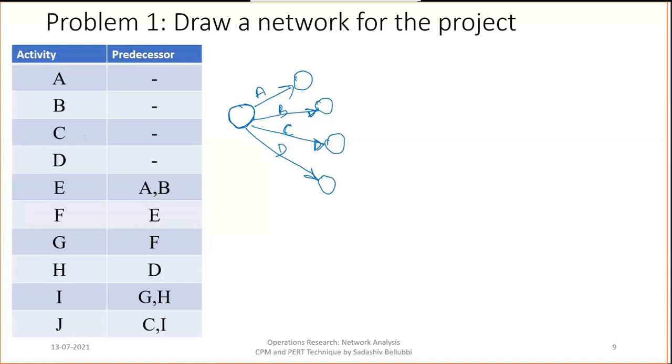For E, A and B should be finished. Here, the A activities are also starting from one node that we can name as 1, and it is finishing at this place for A and this place for B. But if you want to start with E, A and B should be finished. In that case, we can connect this by a dummy, and next you can start the E.